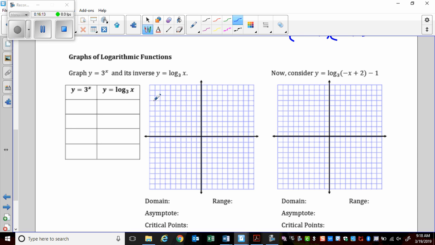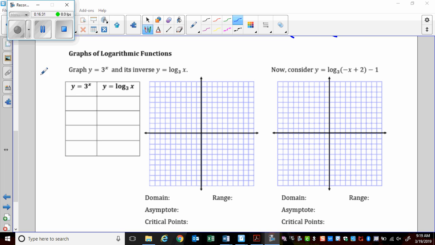I want you guys to try this one. When you do this, you can actually plot some points and make sure that it's reflecting across the line y equals x, and then see what happens when you have a -x in there. And then you can check it with your calculator.